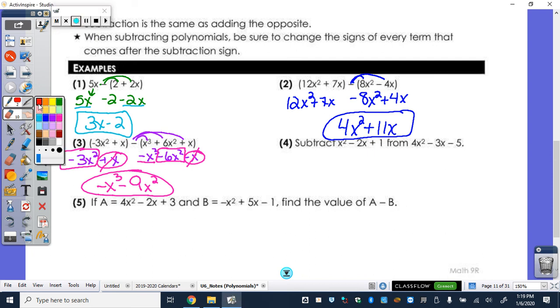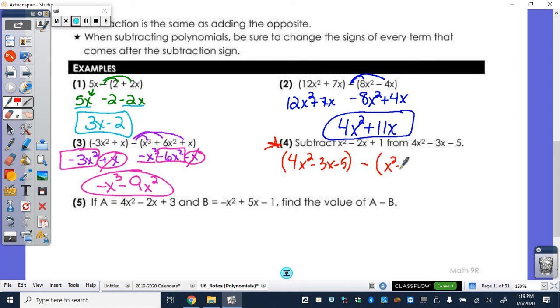Example 4, I always like to put a little star with example 4 because this one is asked a lot and so many kids always make the same exact mistake. Subtract the first polynomial from 4x squared minus 3x minus 5. What that means is the second one goes first, and then you're subtracting the first one from it.